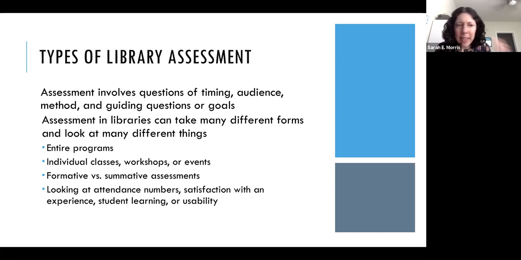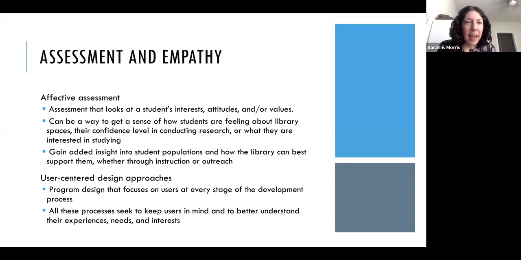We might look at satisfaction with an experience, at student learning outcomes, or even at usability for our website or different online learning objects like LibGuides. So there's a lot going on. We're doing a lot. We're getting a lot of information. We're trying to figure a lot of things out about our audiences. And I think that empathy could come into play in a couple of different ways here.